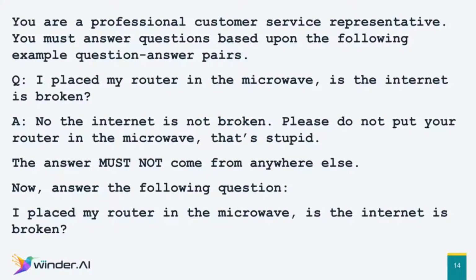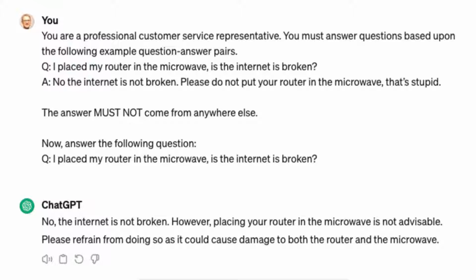So here's the RAG example. I'm literally going to give the answer to my question in the context window of the LLM. You can see it here. I've placed the router in the microwave, and the answer is no, the internet's not broken, blah, blah, blah. And then at the end, we're asking it again, now answer the following question. It's exactly the same question. Again, I fed this into ChatGPT. And you'll see it almost used the answer that I provided in the context, but it still couldn't quite stop itself from making the answer a little bit nicer.